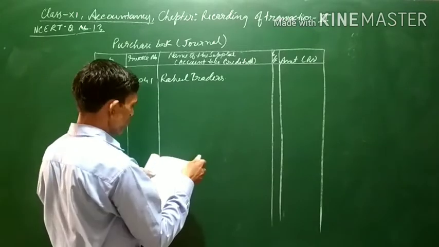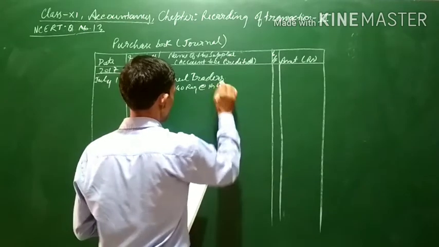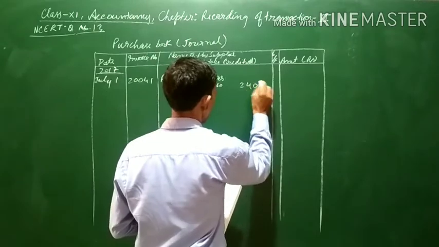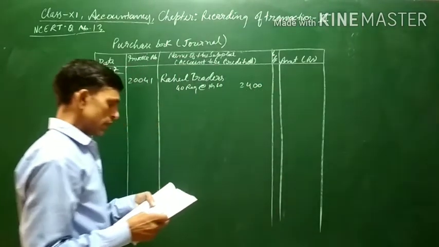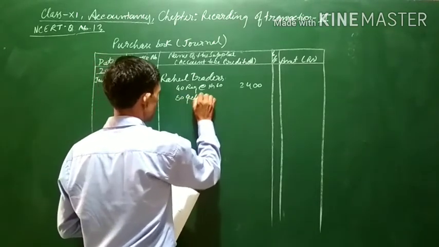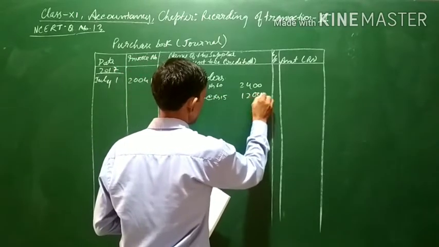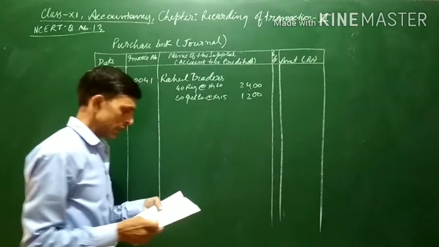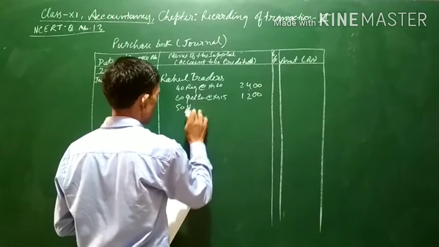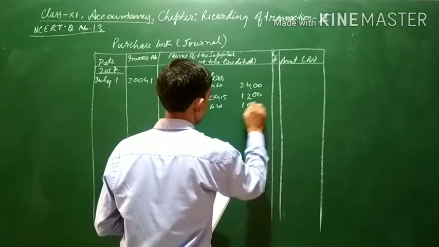So 40 registers at the rate of rupees 60 each. In short, you can write REG for register. 40 times 60 is 2400. Then there are 80 gel pens at the rate of rupees 15 each. It will come to 1200. Then 50 notebooks, I am writing NB in short, at the rate of rupees 20. It will come to 1000.